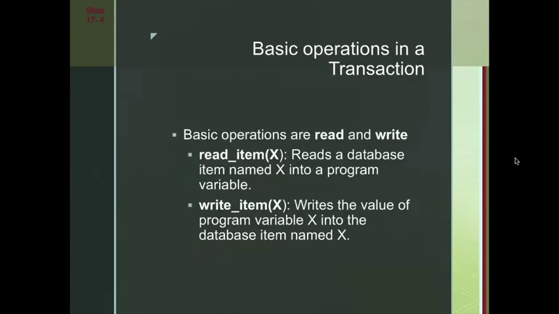There are two basic operations in a transaction which are of importance to us: the read operation and the write operation. These read and write operations act on a data item stored in the database, which we have named X. X can be one record, one block, or even one value of one attribute. Read X reads the value of the data item into a program variable, and write X writes the value of the program variable into the database item named X. So it is basically read and write from the database to the program and from the program to the database.